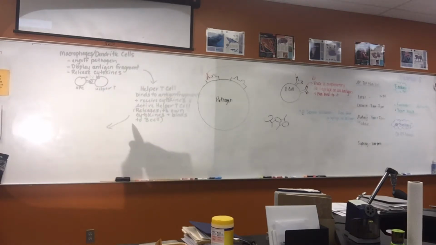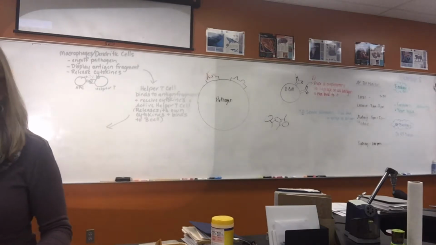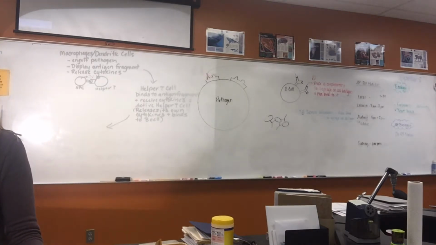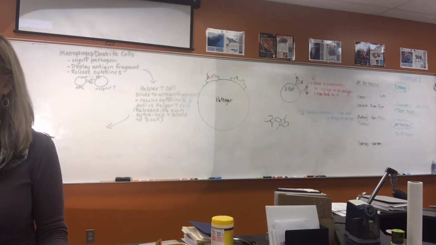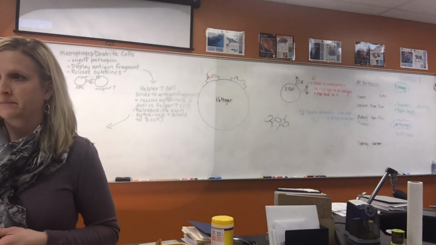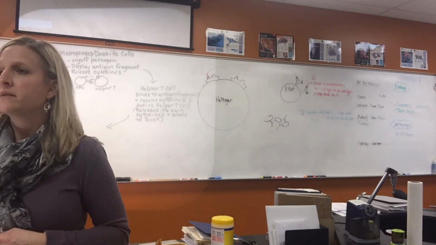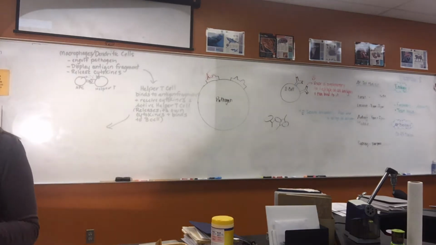So now we have an activated helper T cell. It is going to come and release its own cytokines and bind to the B cell. How does it bind to the B cell? What needs to be true about the B cell? This we learned yesterday, that the B cell does something with the pathogen. Katie? Yeah, it presents part of the pathogen.